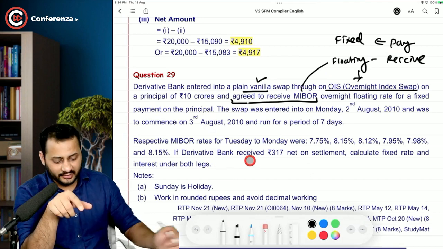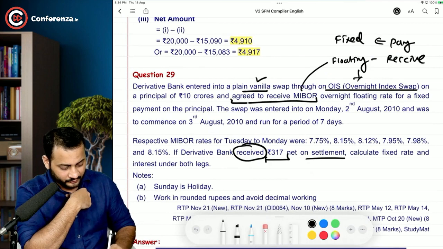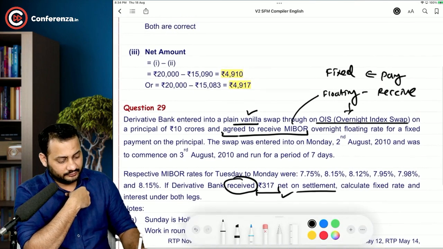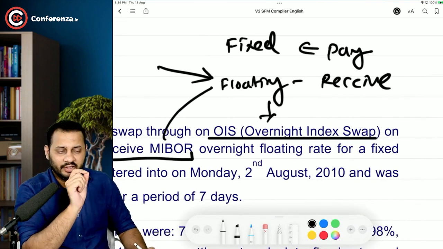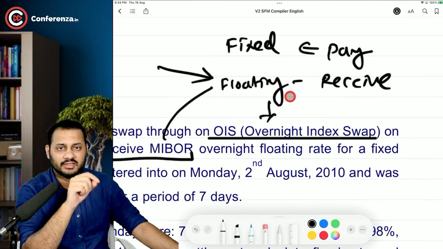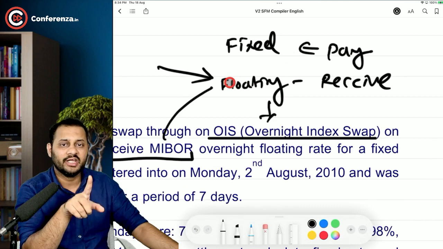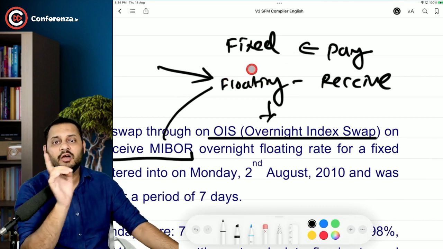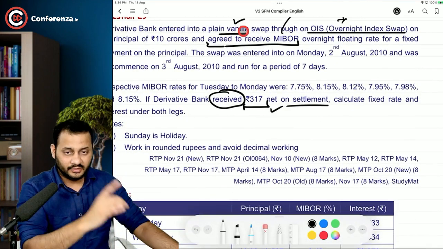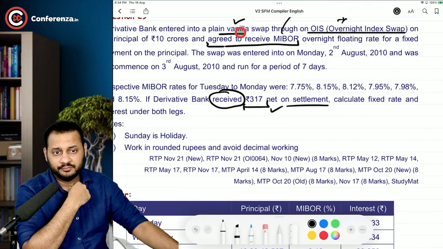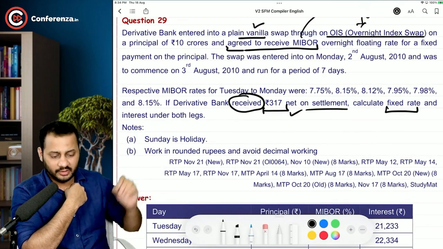If the derivative bank received 317 net on settlement. See, understand, they received net, and received means, can I say, every day if I'm paying fixed and receiving floating and the net of both is a receipt, that means floating was higher than fixed. Can I say that? Floating was higher than fixed by 317 rupees. Okay. Calculate the fixed rate of interest for the swap and interest under both the legs.